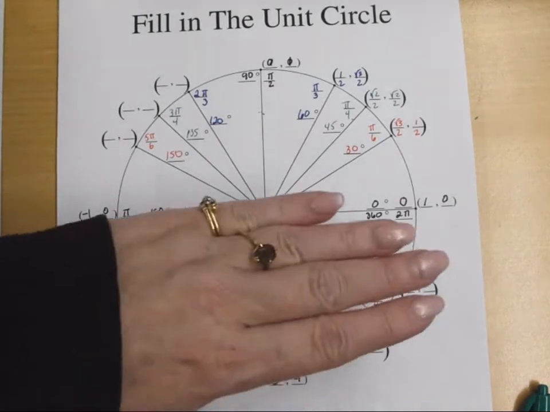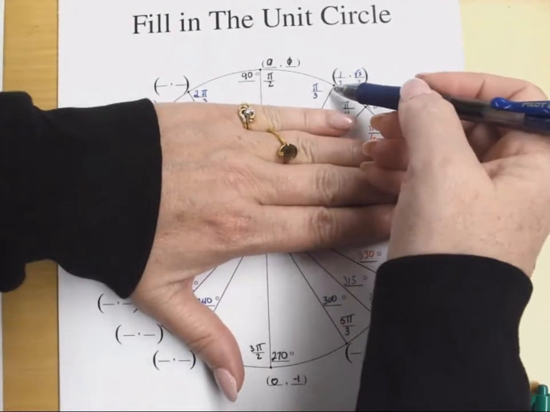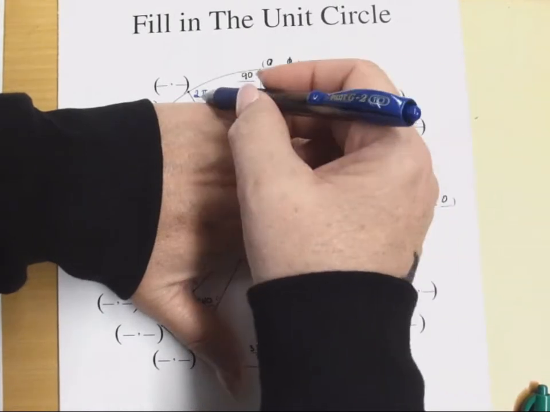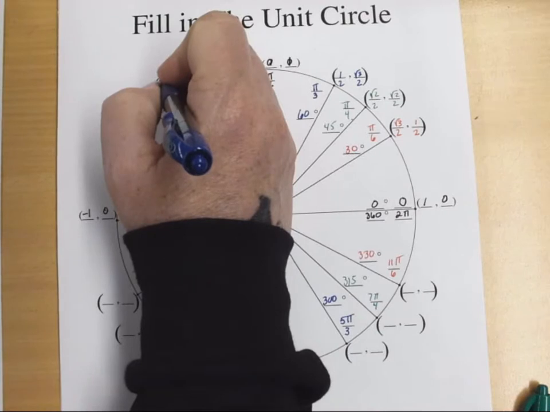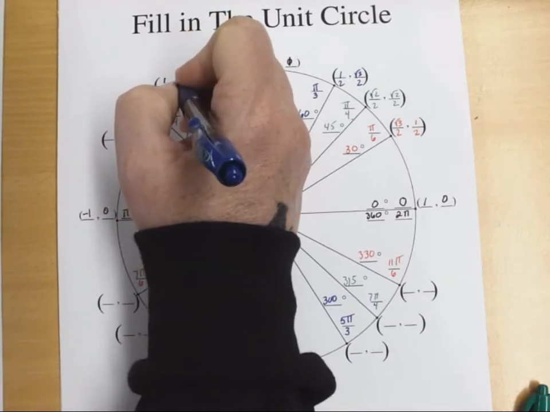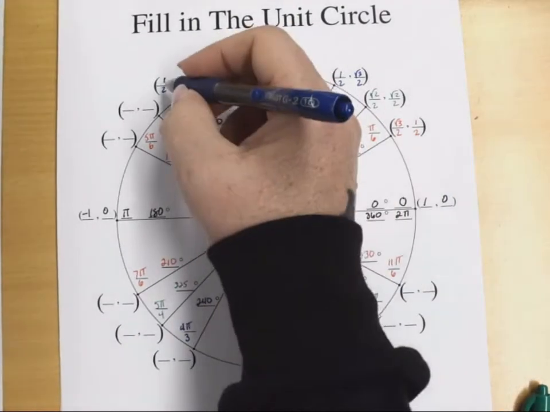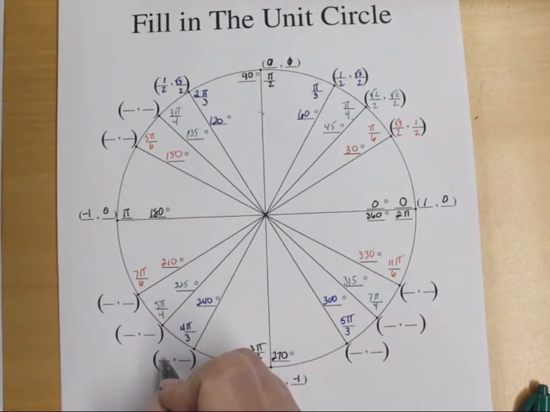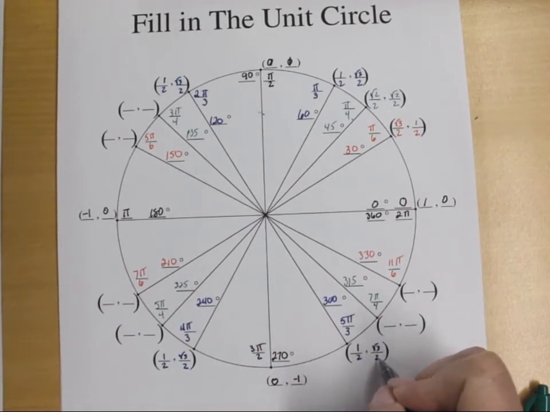Now, if you paid attention, and I showed you, and you noticed how this went straight across with the pi over 3, that terminal point will also come over here. So it's still going to be 1/2 and the square root of 3 over 2. And it's going to come down here. It's still going to be 1/2 and the square root of 3 over 2. And it's still going to be 1/2 and the square root of 3 over 2.